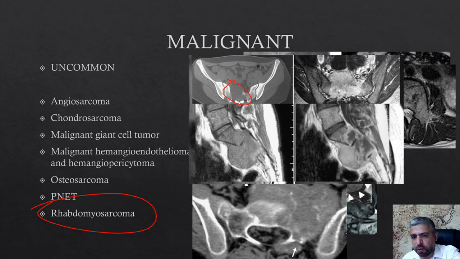Like you see here, a soft tissue mass destroying the sacrum, and again there is destruction with a soft tissue component extending to the surrounding soft tissues and the spinal canal, and it shows a heterogeneous pattern. You might see some metastatic deposits here and there, maybe in the liver, maybe in the lung. These are the common sites of metastases of rhabdomyosarcoma.